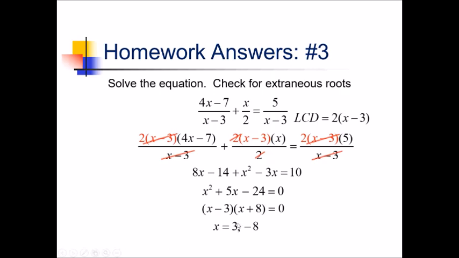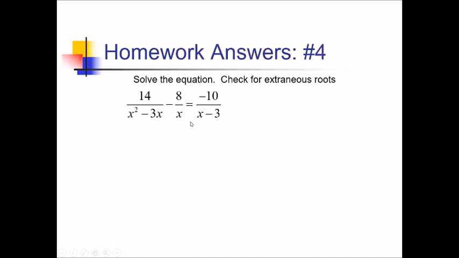undefined. Taking a look here, if I plug 3 into the original, I've got 3 minus 3 in the denominator, which gives me 0 in the denominator. 3 then will make the original undefined, and we have to cross that off. It's an extraneous root. Negative 8, if I plug that in, well, negative 8 minus 3, that doesn't cause any damage, and this 2 is fine, so negative 8 is still a good answer.